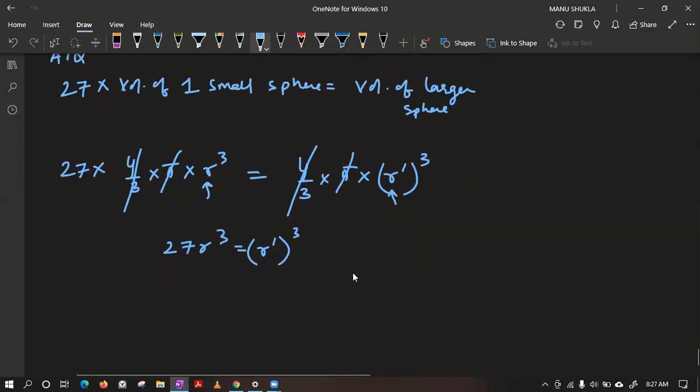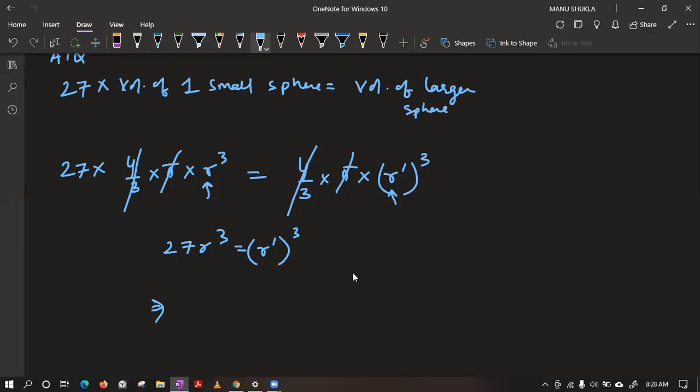Now can we directly cut these 3 and 3 and say the answer is r dash equal to 27r? Please tell. That will be wrong, because we have not taken the power in brackets, or the whole power is not there, it is only on r. So first we have to make the power on whole. No, Vaishnav, it is not under root, it is cube root. If you take this to that side, it will be a cube root.